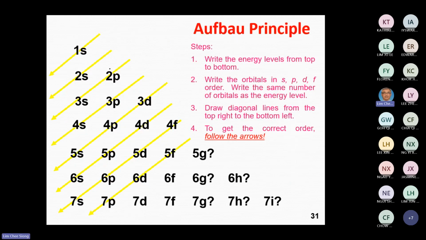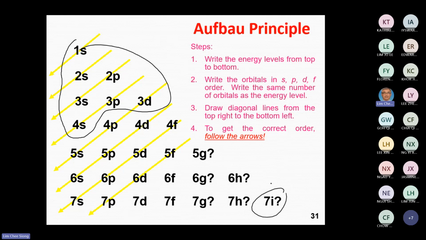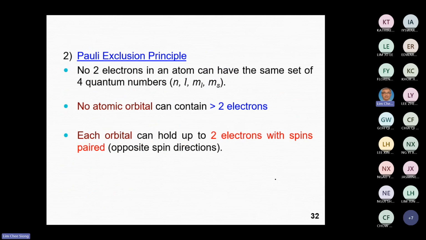Okay, this is another way to remember. Just remember the part here. Enough. The rest, you don't need to go further. I studied chemistry for 30 years. I never studied until 7i. Never. This is a very dangerous element. Okay, now we go to Pauli.